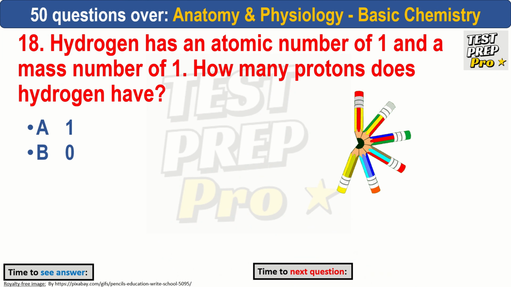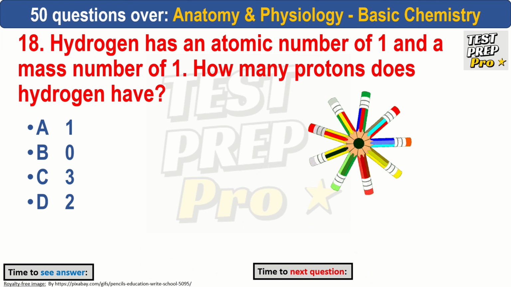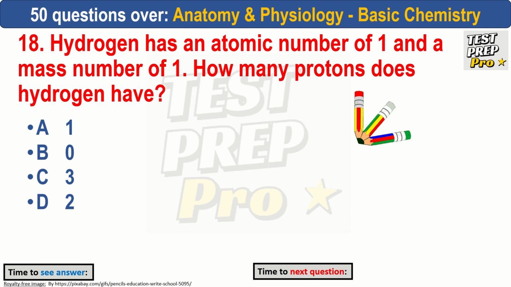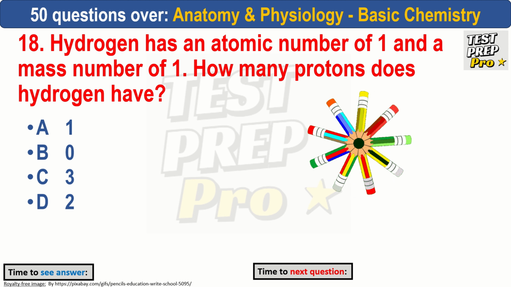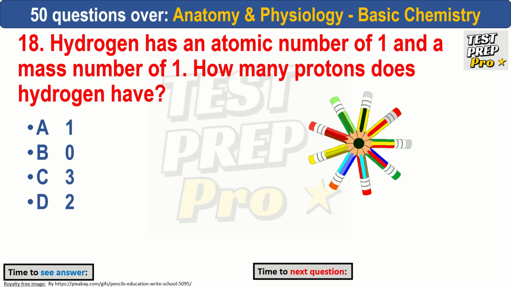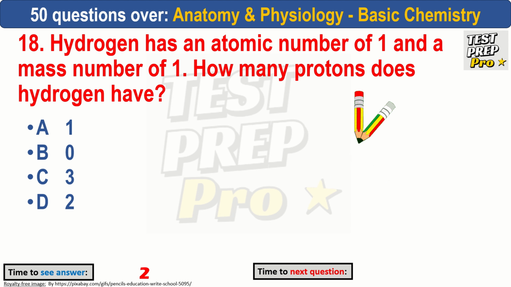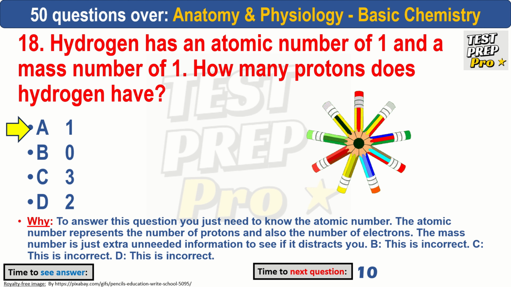Hydrogen has an atomic number of 1 and a mass number of 1. How many protons does hydrogen have? Answer A is 1. Answer B is 0. Answer C is 3. Answer D is 2. The answer is 1. The atomic number is the number of protons an element will have, and it has an atomic number 1, so the answer is 1.